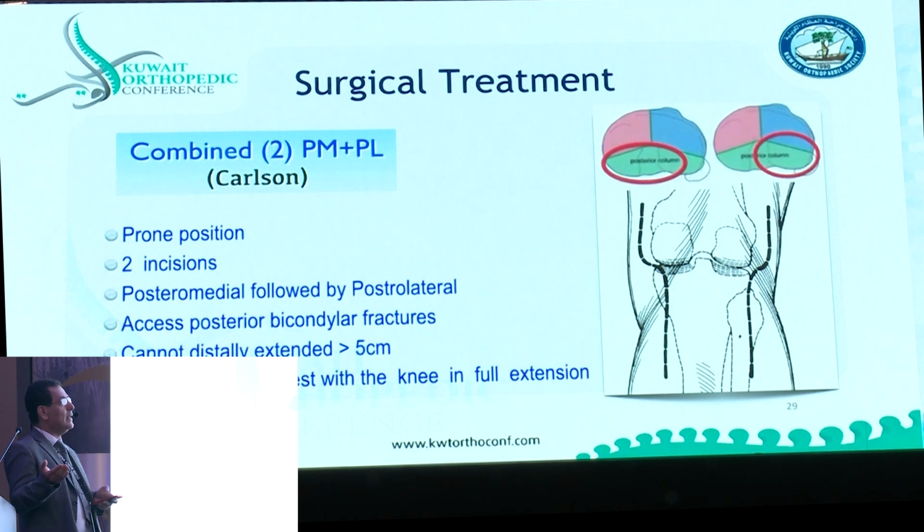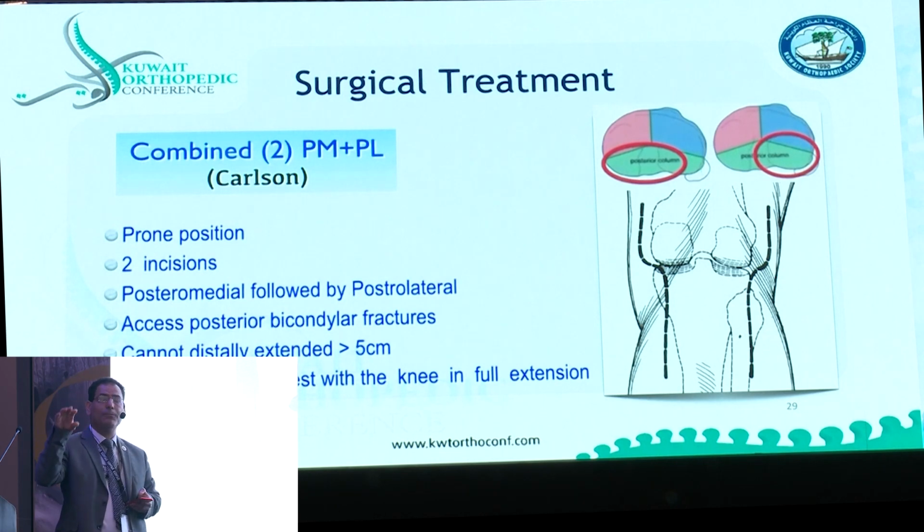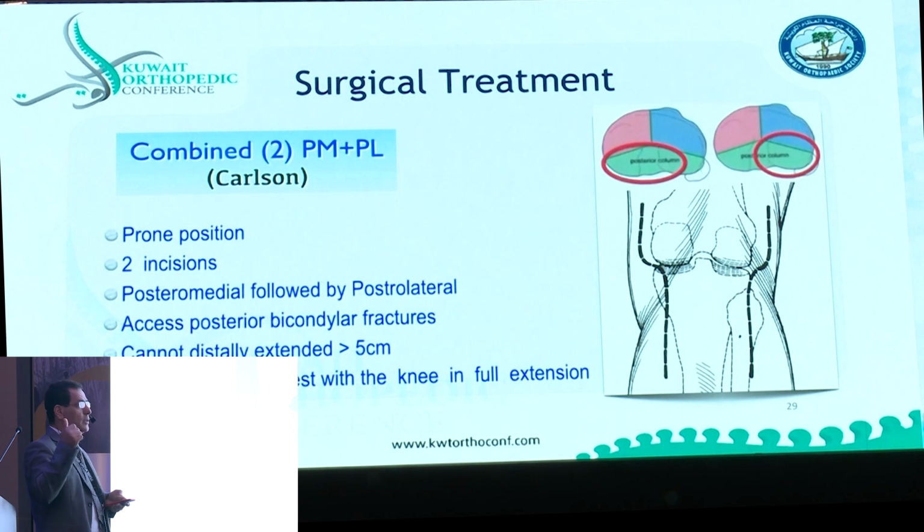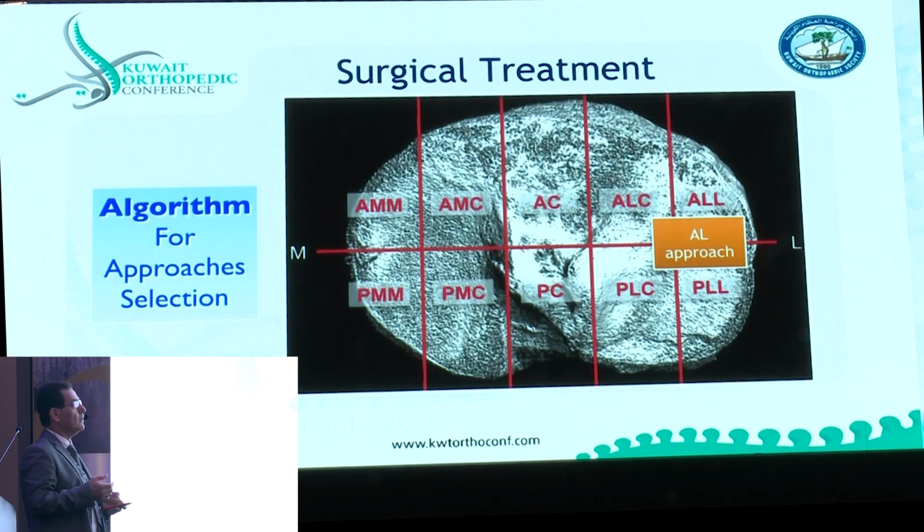Another combined approach is described by Carlson. This is if you have posterolateral tibial plateau and posteromedial at the same time. Keep the patient in prone position and do a double incision on the medial side and lateral side to access the bicondylar fracture. Also, the limitation is that it does not extend more than 5 centimeters. The reduction will be easiest with the knee in full extension.